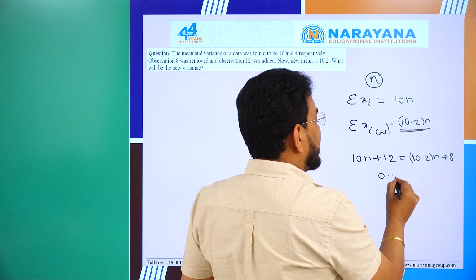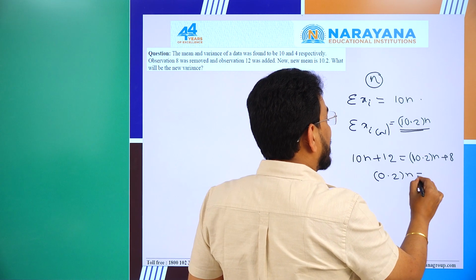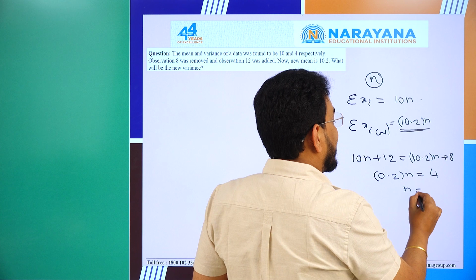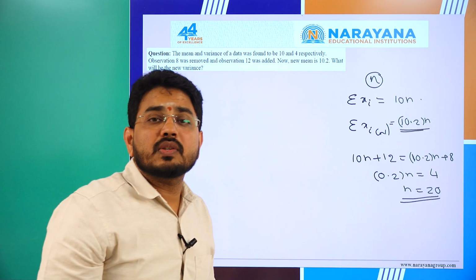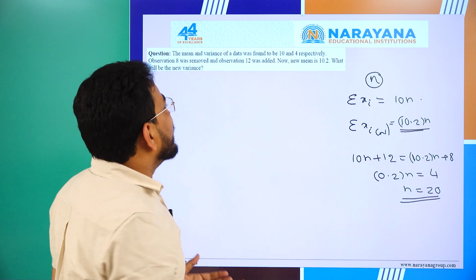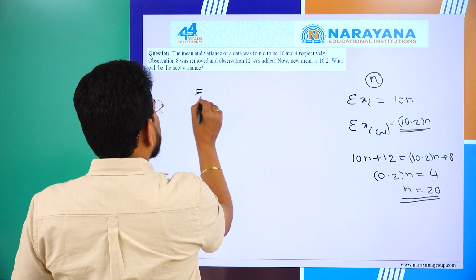So 0.2n is equal to 4. So n is equal to 20. Number of terms is equal to n, 20. So you go for the variance. What is the variance?